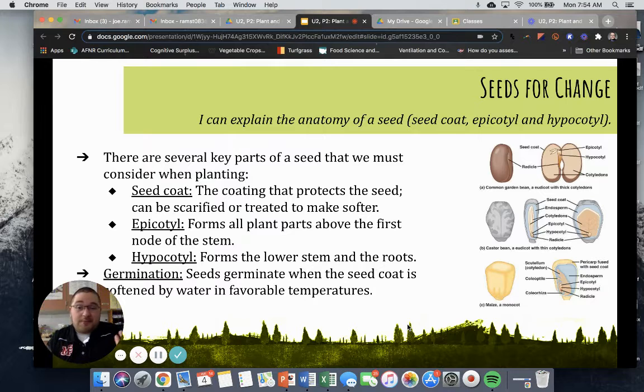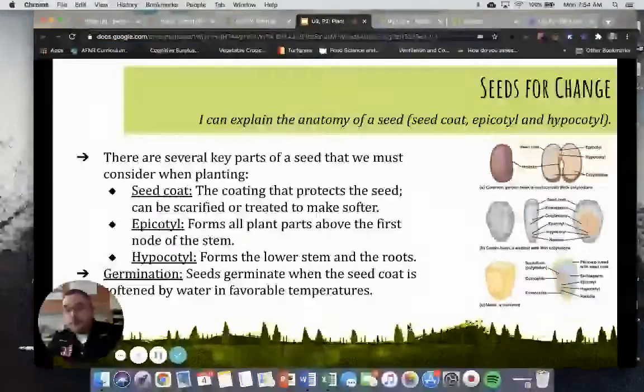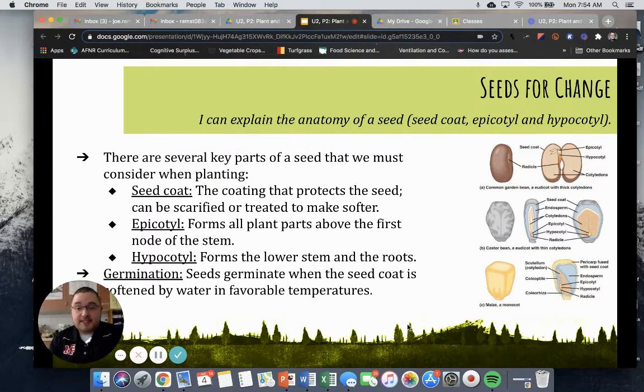but the seed is how the plant starts in a lot of cases, right? And it's important to know the anatomy of a seed and what that looks like, okay? There are several key parts of a seed that we must consider when we're planting, okay? That's the seed coat, the epicotyl, and the hypocotyl. The seed coat is the coating that protects the seed and can be scarified or treated to make it a little bit softer. And we'll talk about scarification in the next slide.